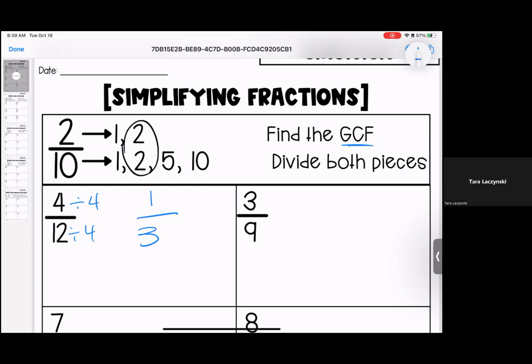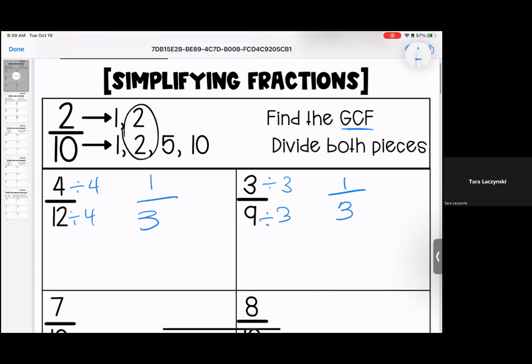For 3 over 9, again, I could factor out 1 times 3, and then 9 would be 1 times 9, 3 times 3. They're both divisible by 3. 3 divided by 3 is 1. 9 divided by 3 is 3, 1/3.